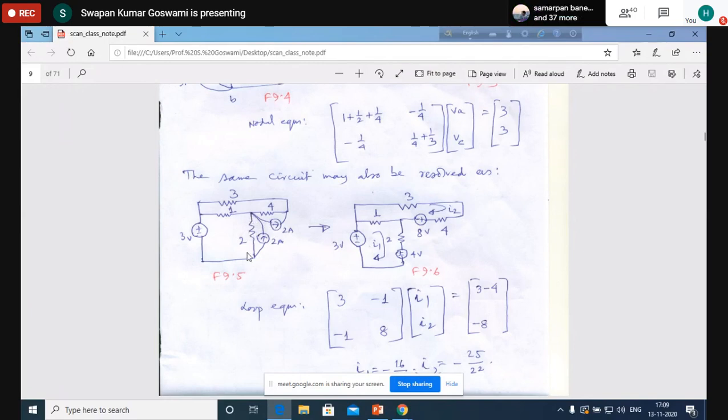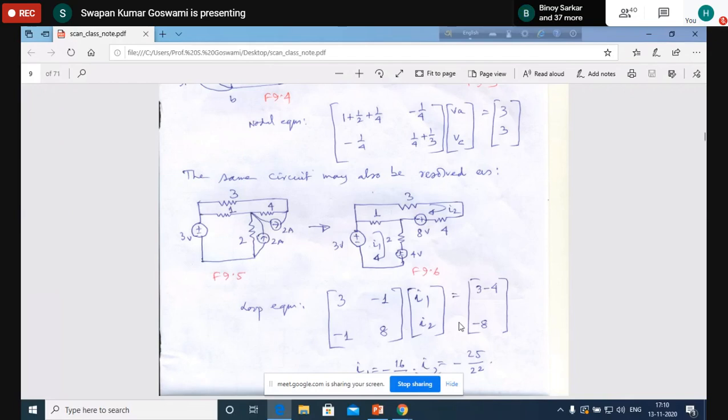So now if you have a current source like this with parallel impedance, this may be converted into a voltage source with series impedance. Again, this current source with parallel impedance may be converted into a voltage source in series with series impedance. Therefore, now this circuit, figure 9.5, can be transformed into figure 9.6. Now we have two loops, and for these two loops, very simple loops are there. Obviously, we can write the loop equation.